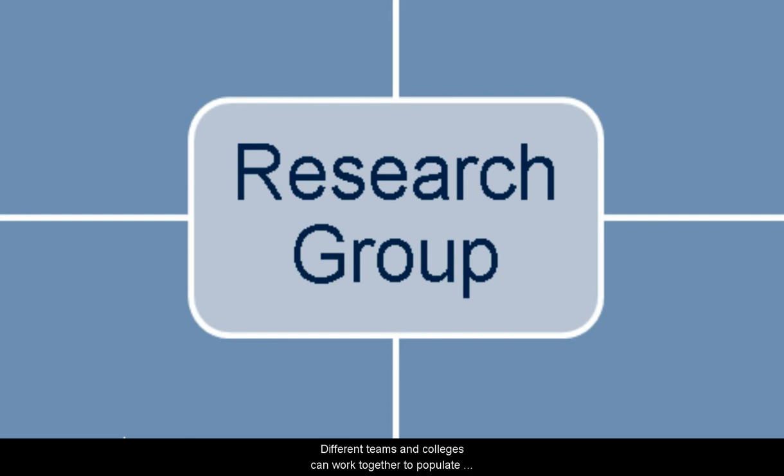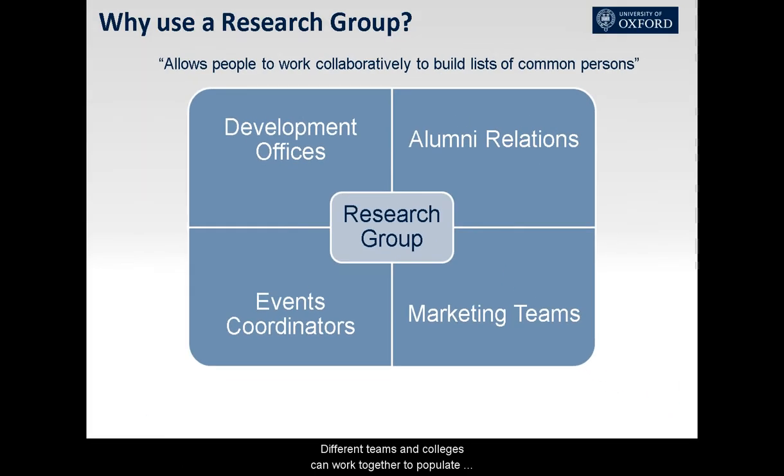Now one of the great advantages of using a research group is that it allows people from different departments and colleges to work together to establish these lists of constituents. So for instance, if we were to have a university-wide event being arranged, the development offices could submit their selections to the research group and include individuals that they would like to invite. Alternatively, the alumni relations, the marketing teams and the event coordinators could also establish their own guest lists which they contribute towards the research group that will form the overall mailing list.